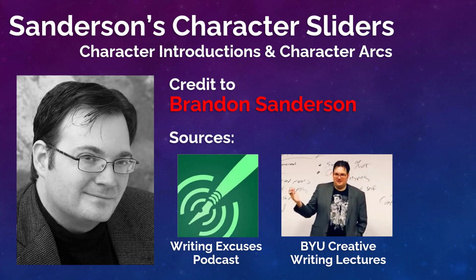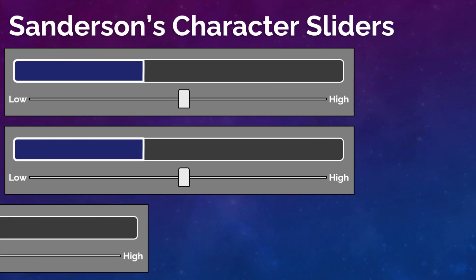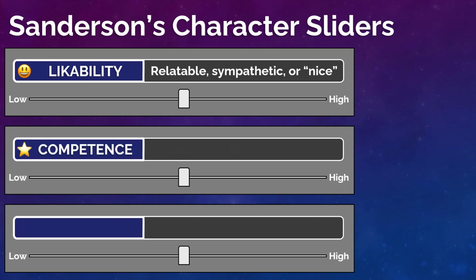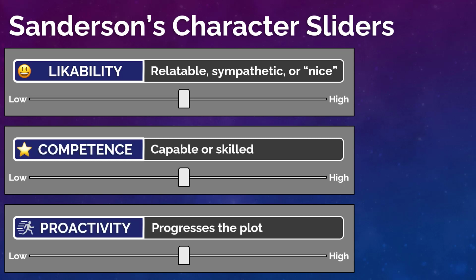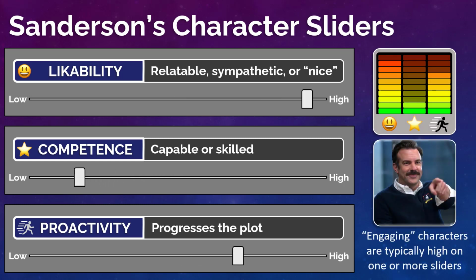First, a quick recap from Part 1. Sanderson's character sliders breaks a character down into 3 major characteristics. Likability is how relatable, sympathetic, or nice a character is. Competence is how capable or skilled a character is. And proactivity is the degree to which the character progresses the plot. These characteristics are represented by slider bars, which can range in value from low to high. In general, audiences are more likely to connect with the character if they are high in at least one slider.